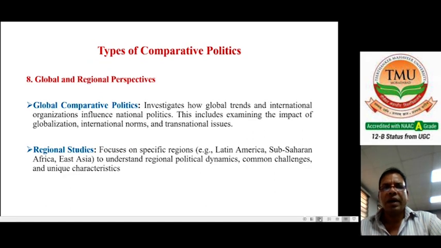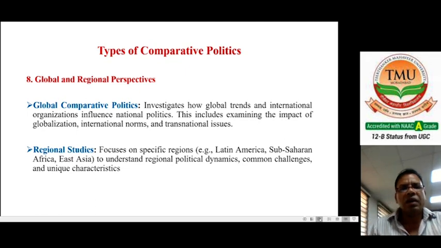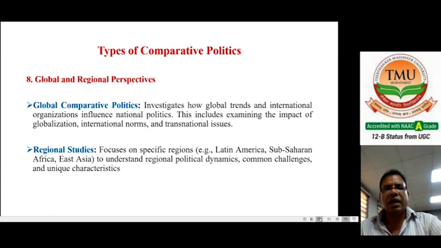Next, global and regional perspectives. When we're talking about the types of comparative politics, that is global and regional perspectives. Global comparative politics investigates how global trends and international organizations influence national politics. These include examining the impact of globalization, international norms, and transnational issues.